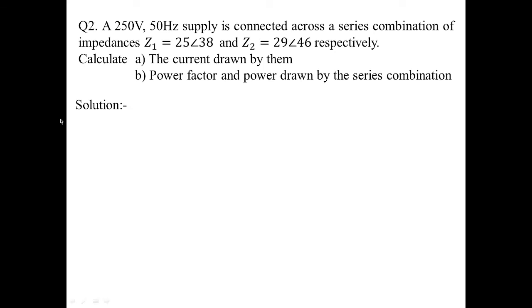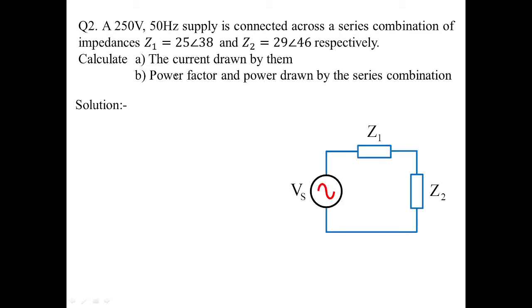Another problem: a 250 volts, 50 hertz supply is connected to a series combination of Z1 and Z2. They are in polar form. We have to calculate the current and the power factor drawn by the series combination. So this is the representation of this particular statement. The values of impedances are given like this in polar form.